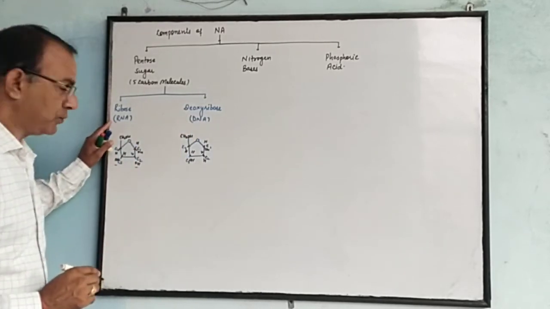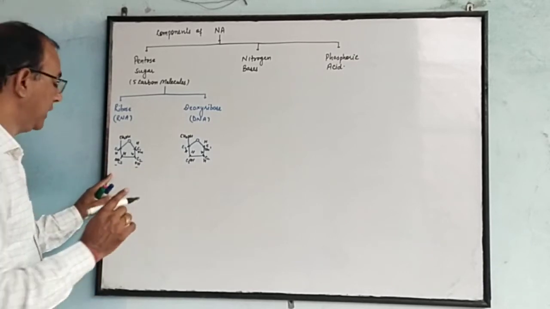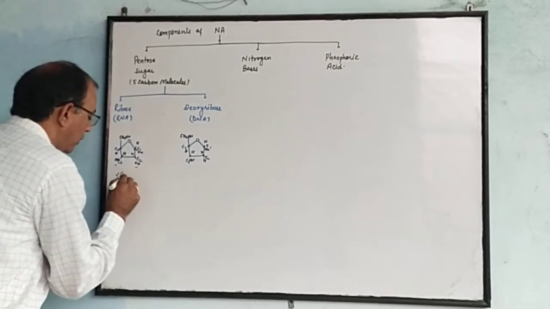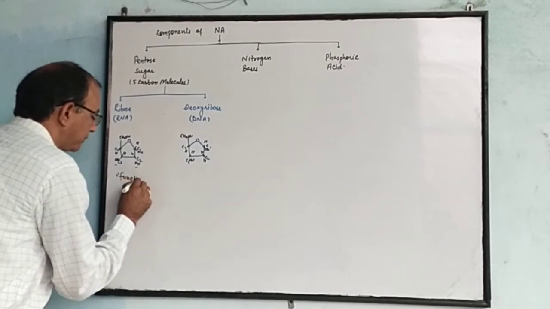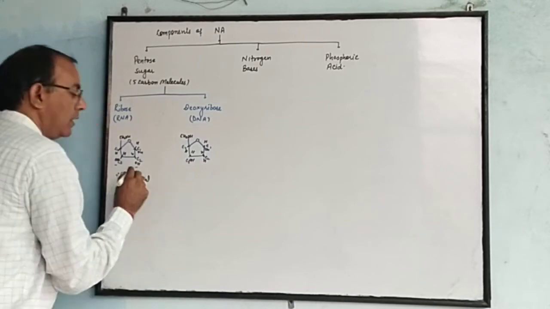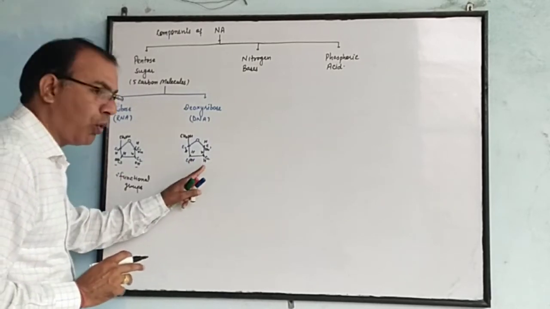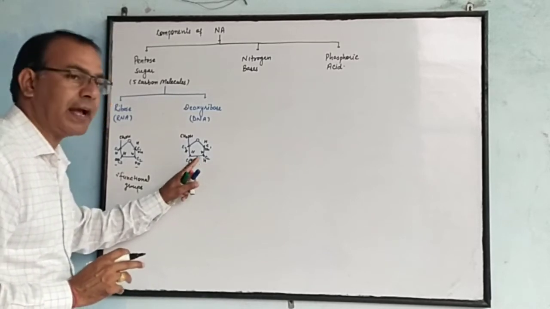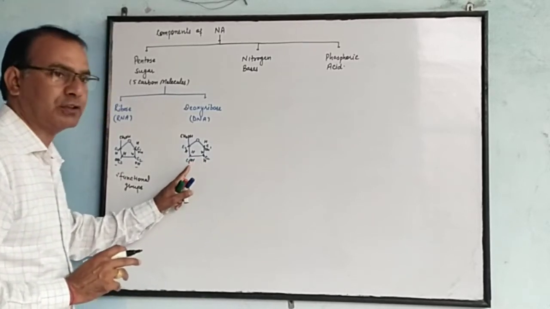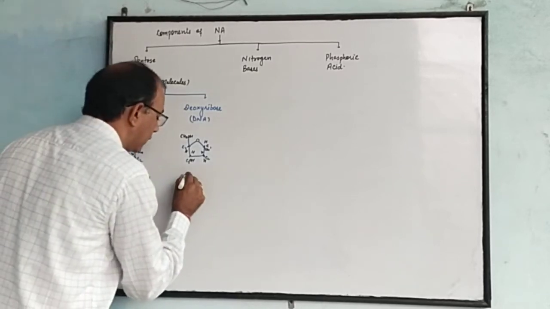In ribose, carbon number 2 and 3 contain 2 functional groups. And in deoxyribose, there is no hydroxyl group at carbon 2. It contains only H and H. There is only one functional group, at position carbon number 3. One functional group.